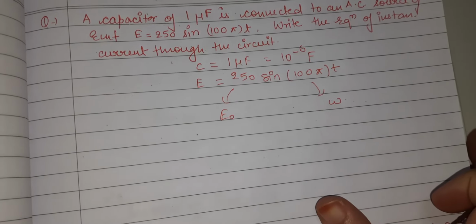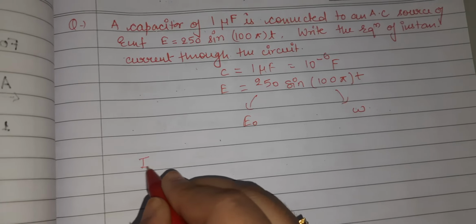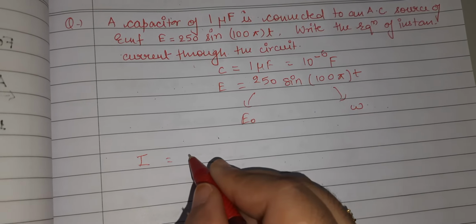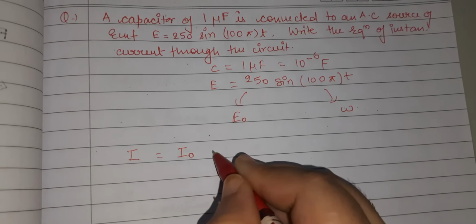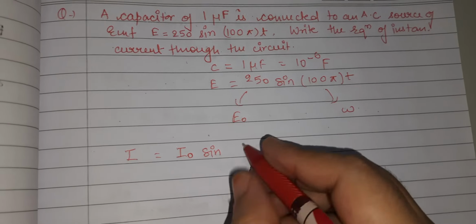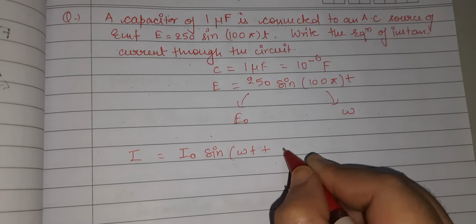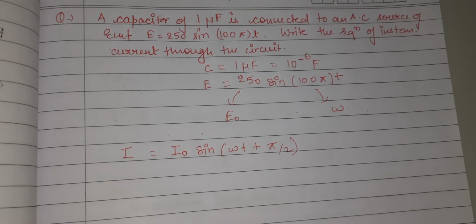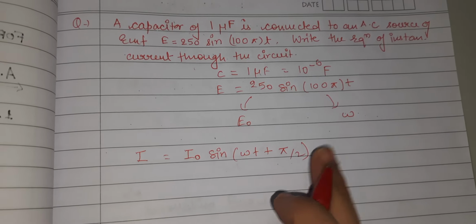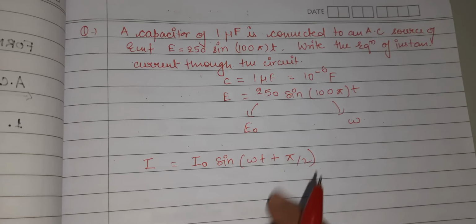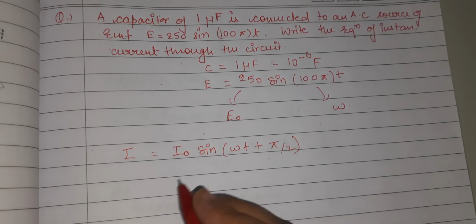Now we have to write the equation for instantaneous current. If only a capacitor is in the circuit, we have to keep in mind that whenever we write the instantaneous current equation, the phase angle should be greater than omega t by pi by 2, or 90 degrees. Never forget to add pi by 2 in the phase angle, because the current always leads the EMF by a phase angle of 90 degrees. Now we have to put the values here.